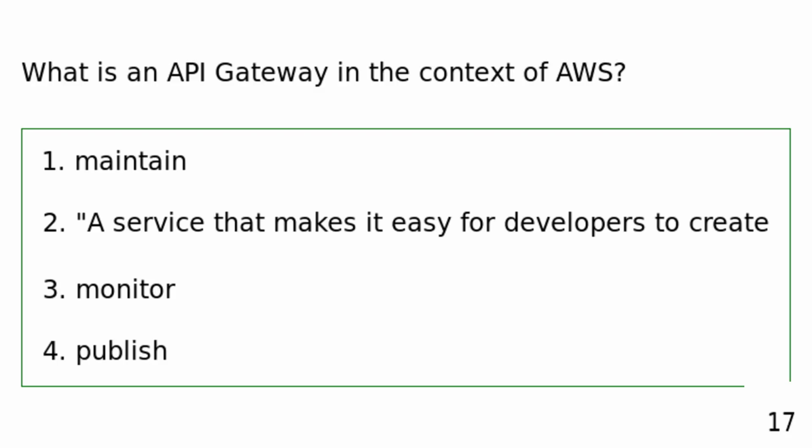What is an API Gateway in the context of AWS? A service that makes it easy for developers to create, publish, maintain, monitor, and secure APIs.